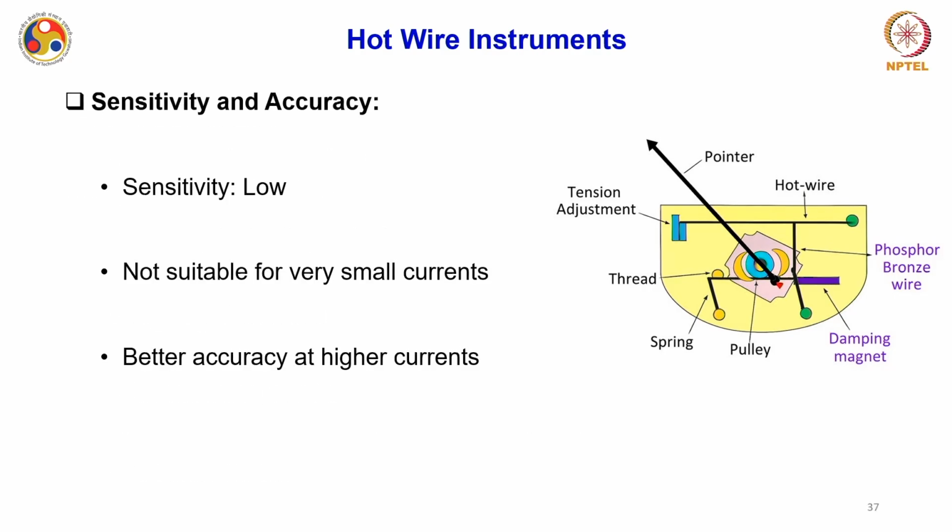The sensitivity of this device, in our opinion, is not very high. Sensitivity is poorer because the expansion is not very large, and that linear or translational expansion, in more mechanical terms, has to be converted into angular movement of the pointer. So sensitivity is not very high, and therefore it is not suitable for very small currents. But this instrument has better accuracy at elevated currents.